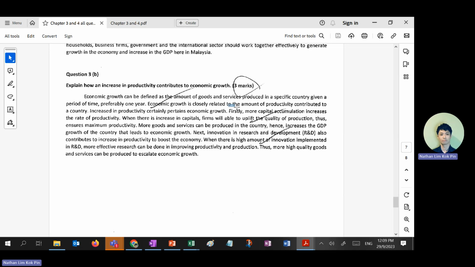So she only used capital accumulation and research and development. This one is only 3 marks, because you cannot have more than the 2. Makes sense. 3 to 4 marks. Makes sense? For this one. The last one, which is this one.